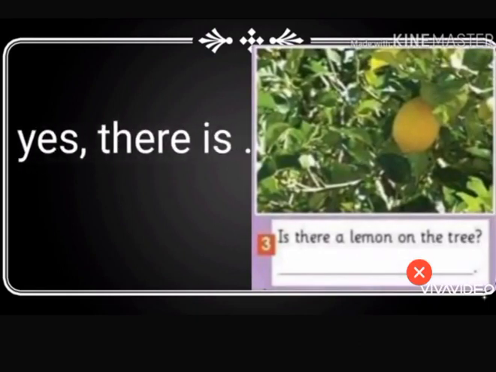Question number three. Is there a lemon on the tree? Yeah, there is. Excellent. Is there a lemon on the tree? Can you see a lemon? Yeah, there is a lemon. So the answer will be yes, there is.